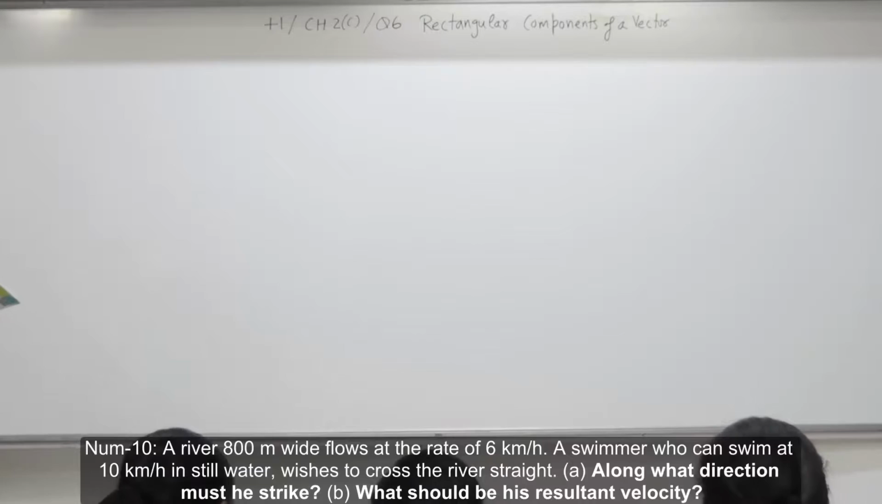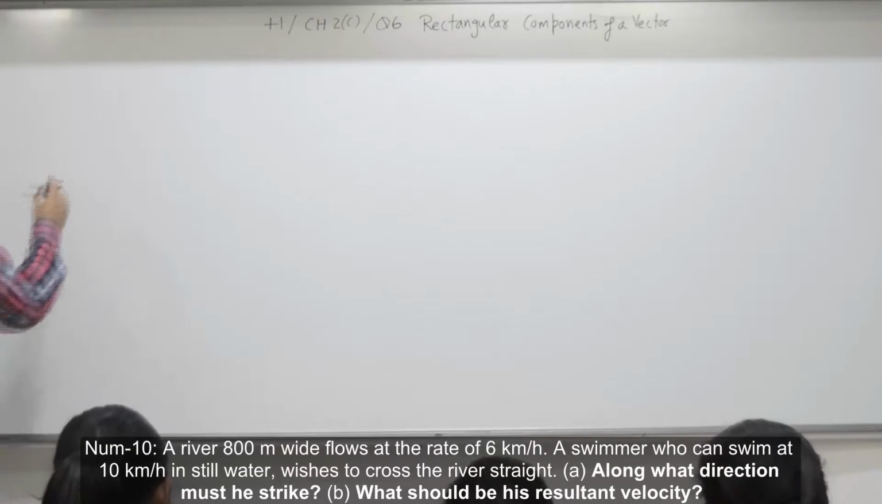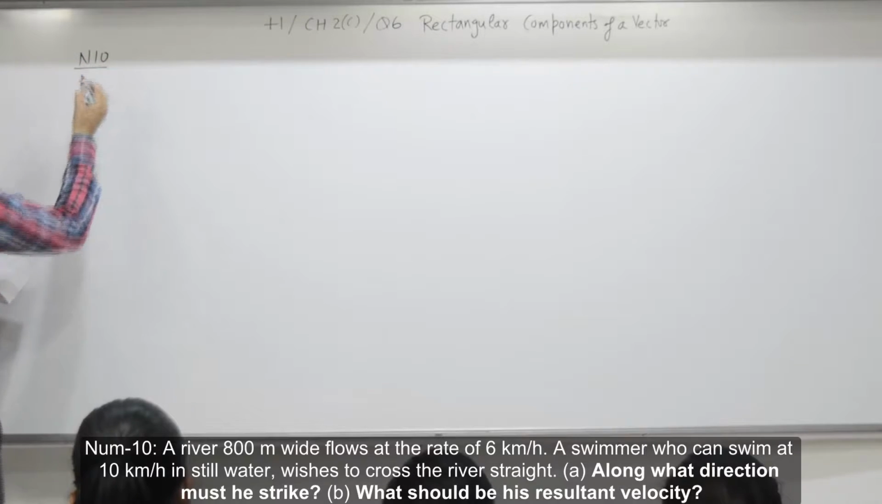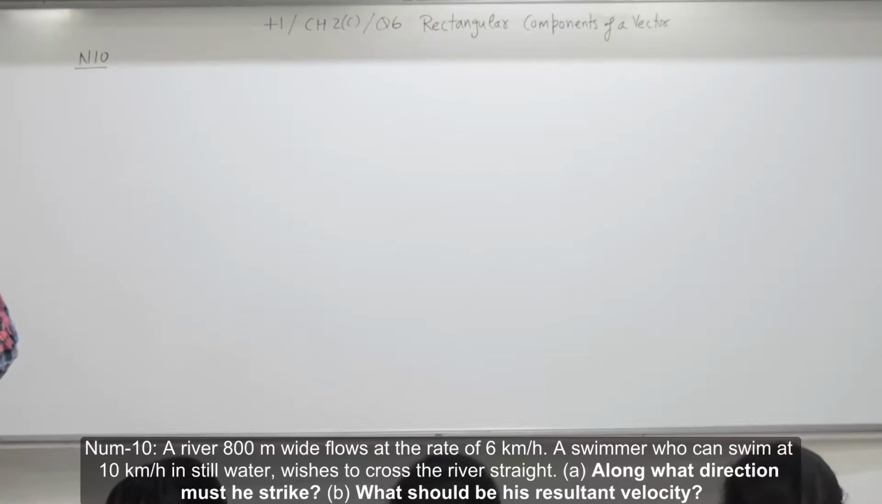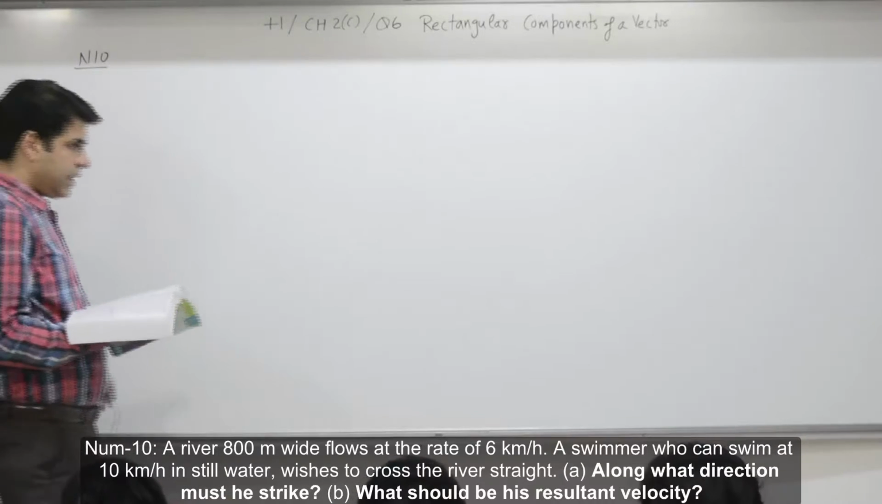Numerical number 10. Try numerical number 10. Numerical is a river 800 meter wide flows at the rate of 6 km per hour. A swimmer who can swim at 10 km per hour in still water wishes to cross the river straight. That is along what direction? Question is along what direction must he strike? What should be his resultant velocity? How much time he would take? Draw a diagram.